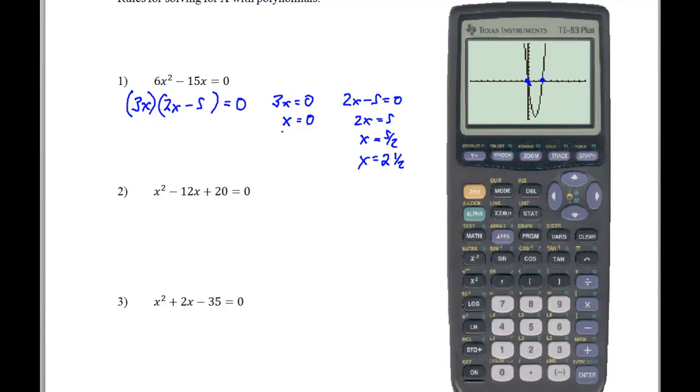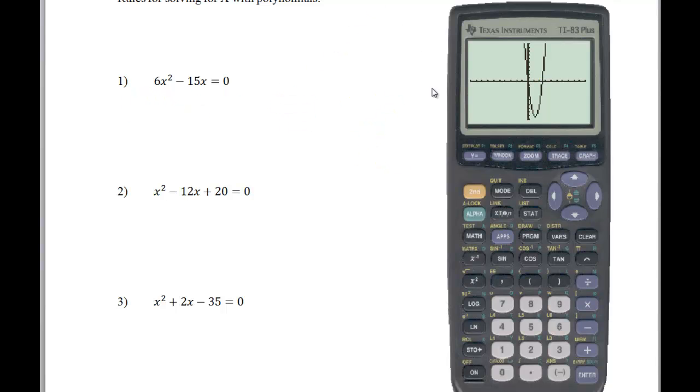I'm now going to go do the next problem in the calculator, and that will unfortunately erase everything I've written so far. But here I have my x squared. I'm doing problem 2 now. I'm going to use the little 2 key, the little square key above log, minus 12x plus 20.